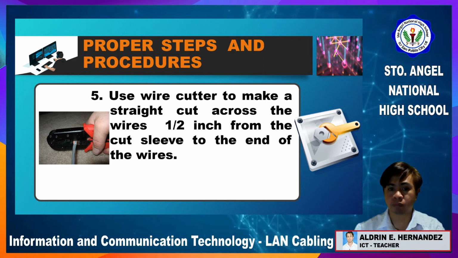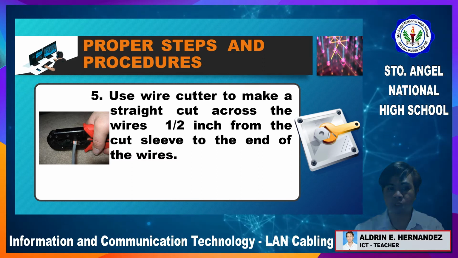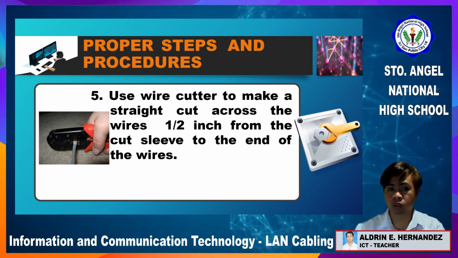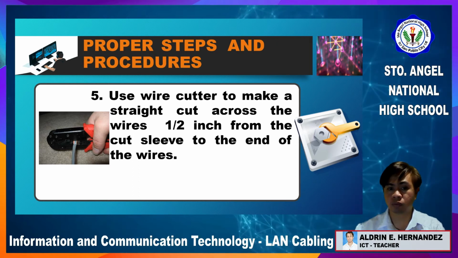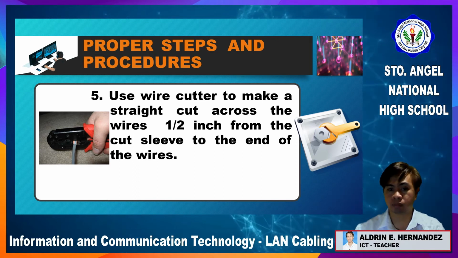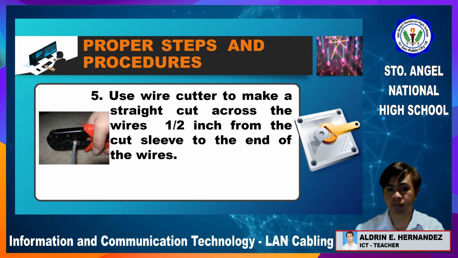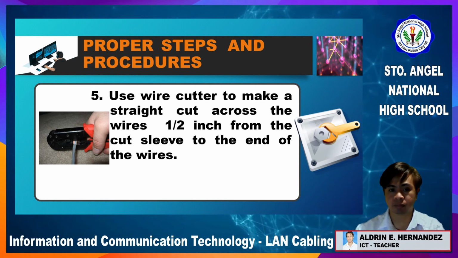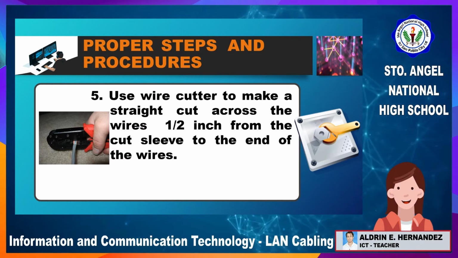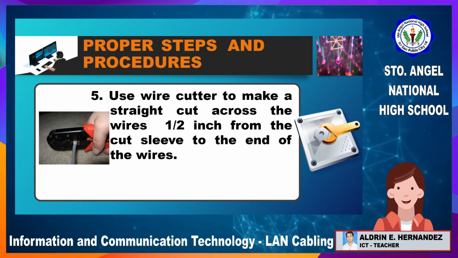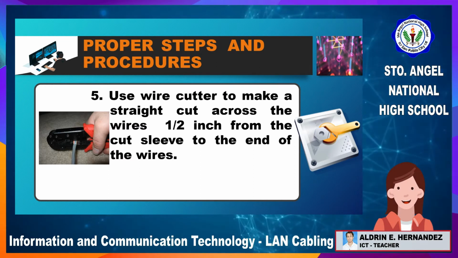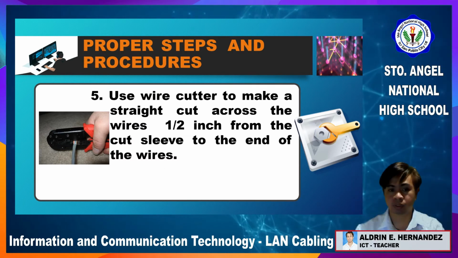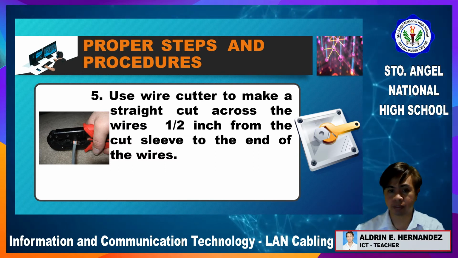Use a wire cutter to make a straight cut across the wires, 1/2 inch from the cut sleeve to the end of the wires. How long do we need to cut the strands of wires in the UTP cable, and why? Yes, Marian. Sir, we need to cut 1/2 inch so that we have sufficient length of wires before connecting to the RJ45. Excellent answer, Marian.